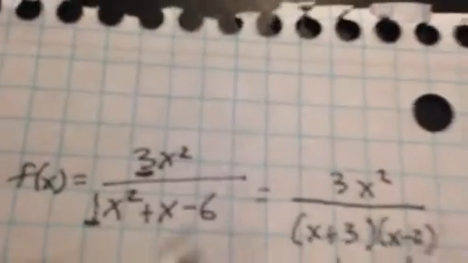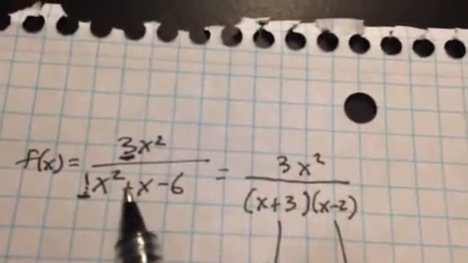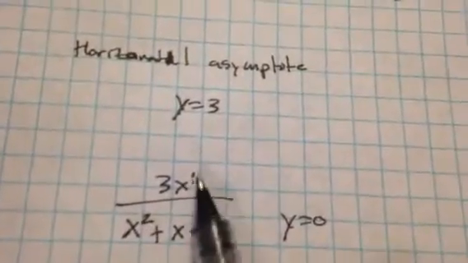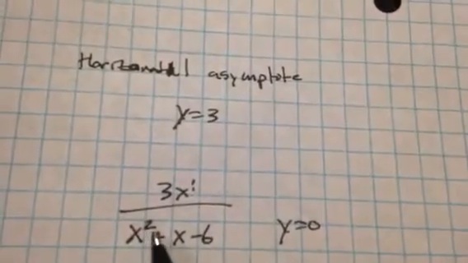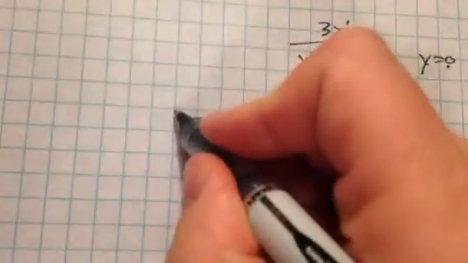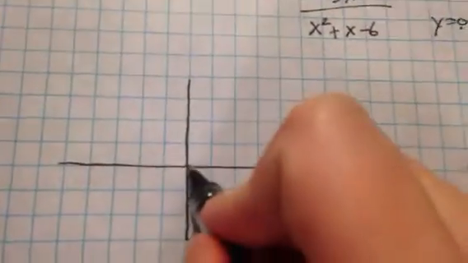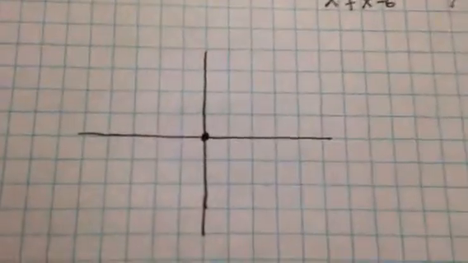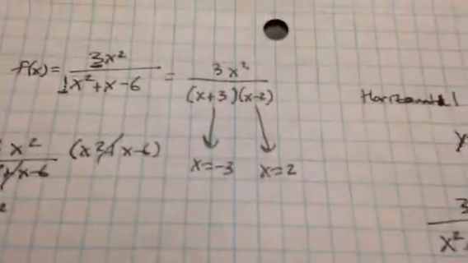Make sure you know that if the degrees are exactly equal, the horizontal asymptote happens at the ratio of the leading coefficients. If the degree of the numerator is less than the degree of the denominator, the horizontal asymptote will be at y equals 0. Alright, so using all this information, we can start to sketch what this graph is going to look like. So I know that my x and my y-intercept happens to be the same here at x and y equals 0. I have vertical asymptotes at x equals negative 3 and x equals 2.